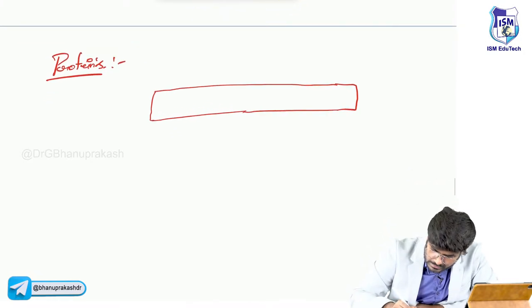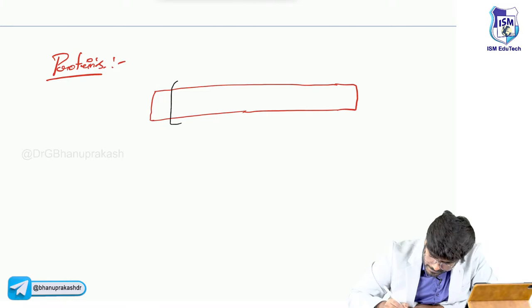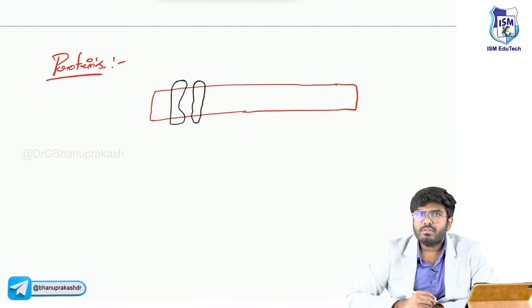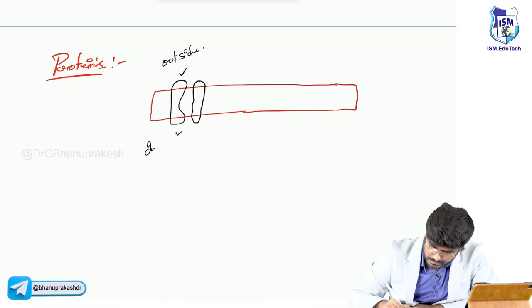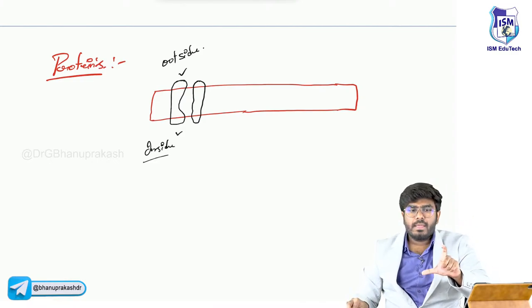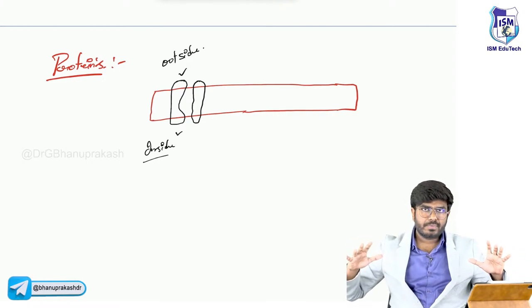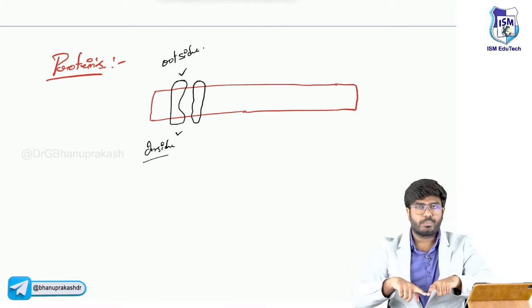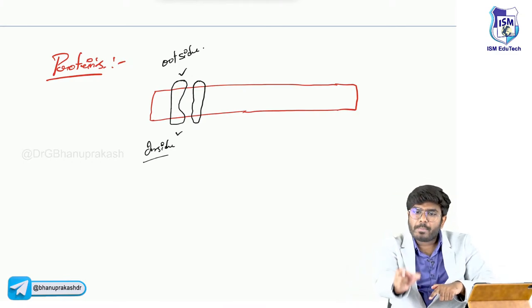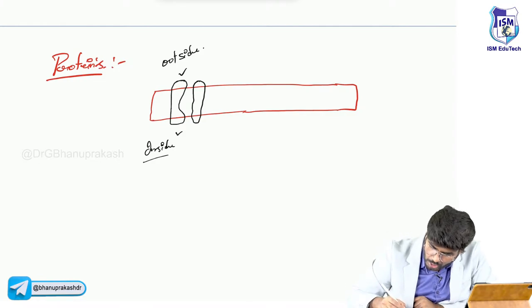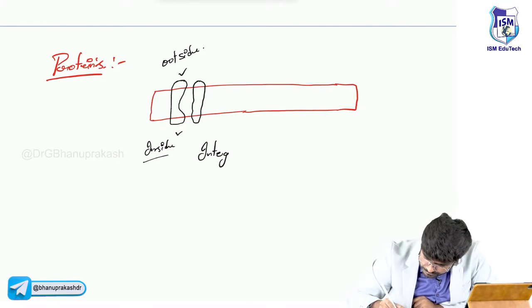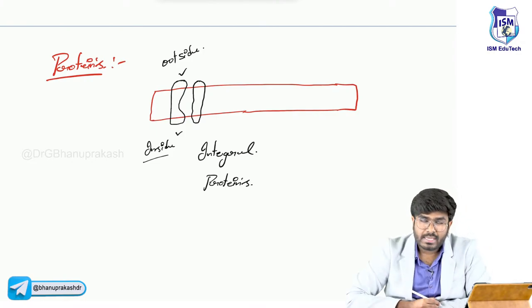See, there is this first protein, which I am showing like this. This protein is present outside the cell as well as inside. It is floating, simply swimming in the lipid bilayer. It passes through the cell membrane, present outside as well as inside. So these proteins are called integral proteins.